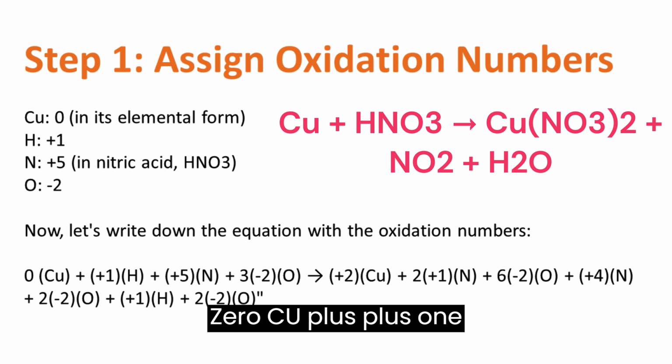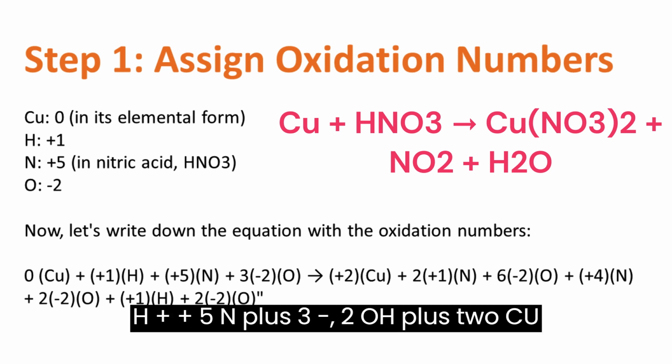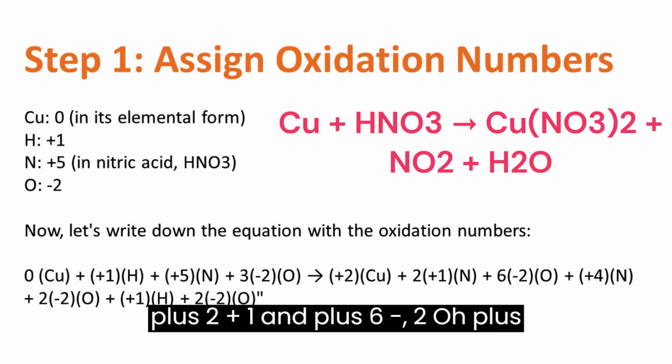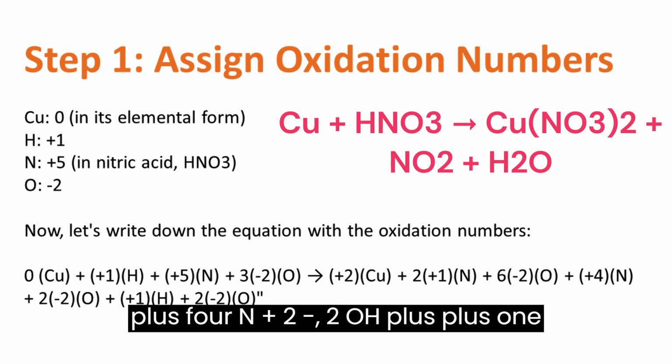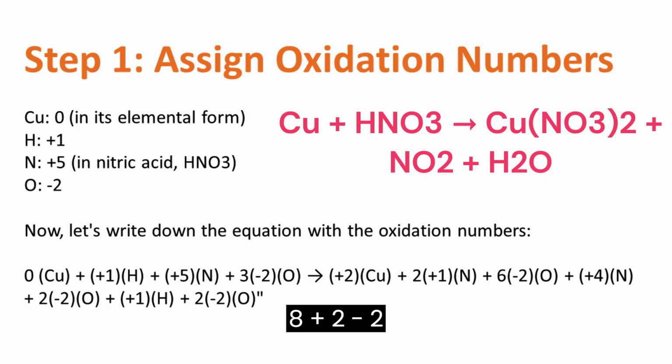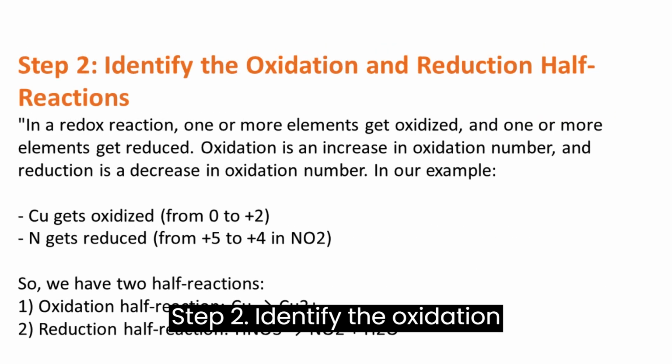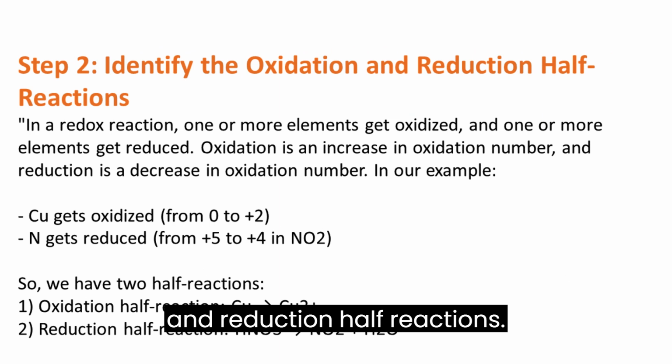0 Cu plus +1 H +5 N +3 -2 O → +2 Cu +2 +1 N +6 -2 O +4 N +2 -2 O +1 H +2 -2 O. Step 2. Identify the oxidation and reduction half reactions.